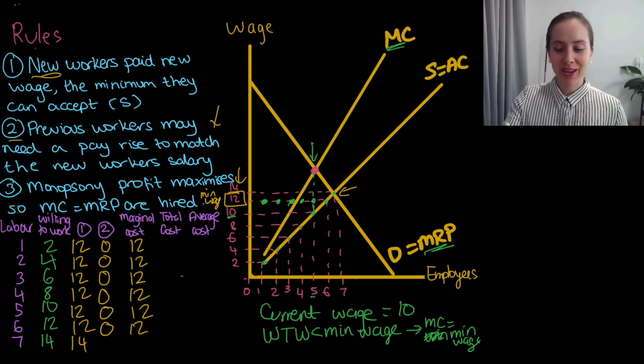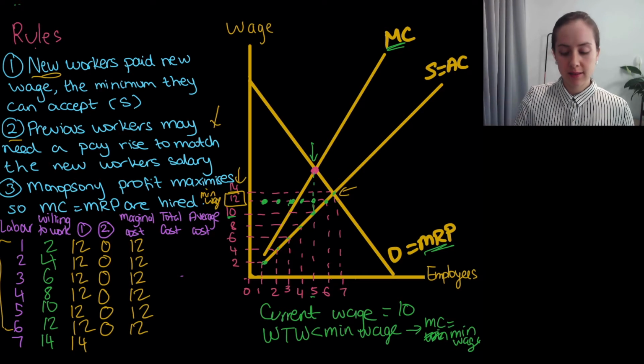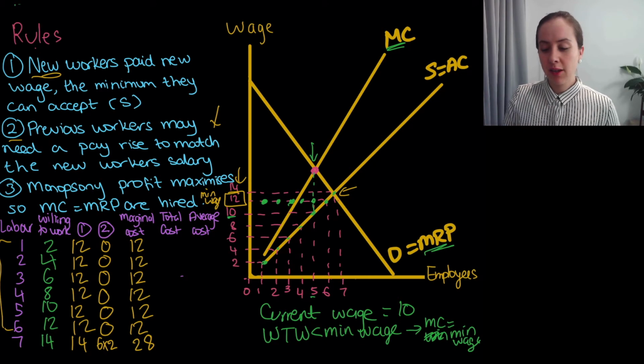And now we have the pay rise problem because we have 6 workers that are being paid 12. So we have 6 pay rises to do. Each of them has to be paid an extra £2. So that means the cost of hiring this new 7th worker is 14 plus the 6 times 2, which is 28.